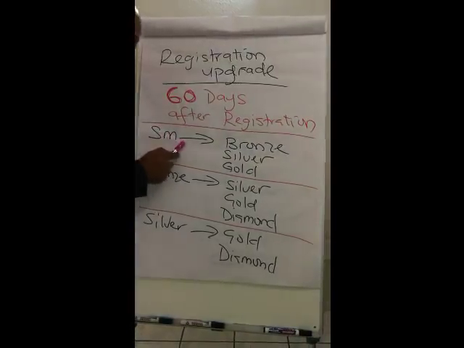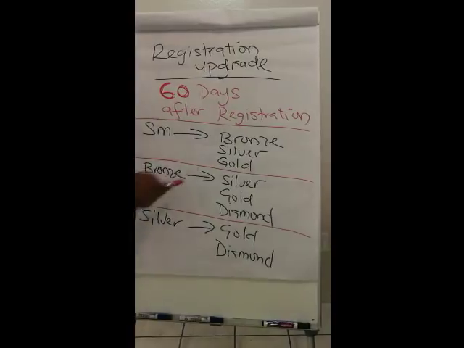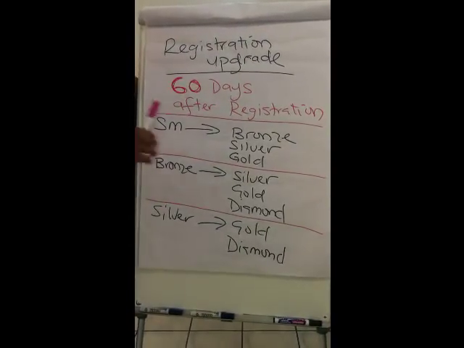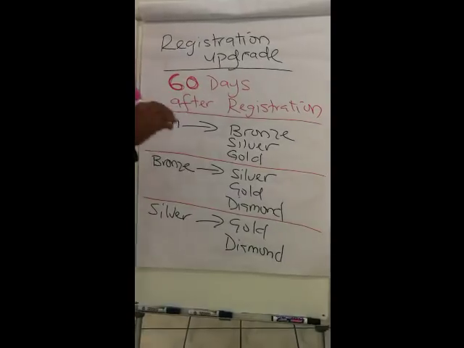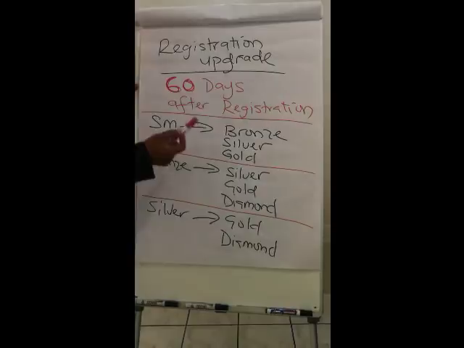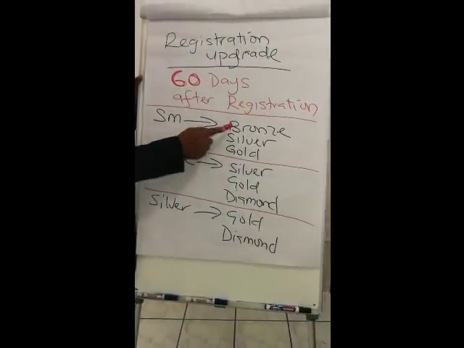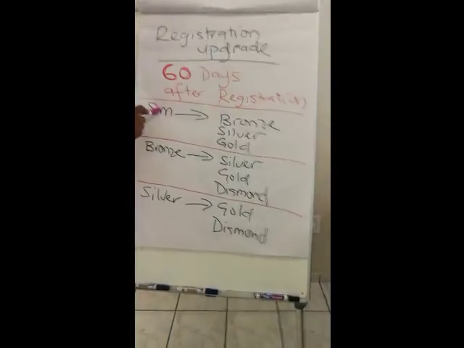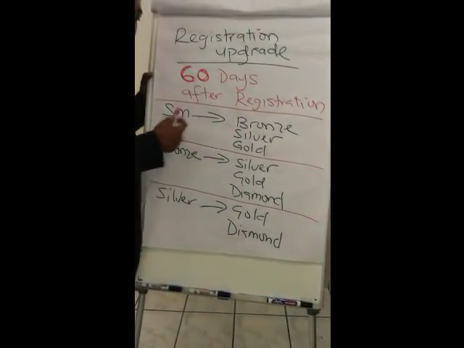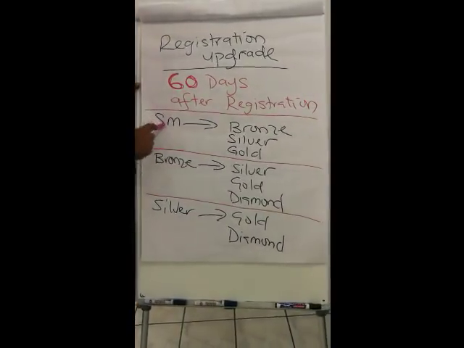As a senior member, you can only upgrade to bronze, silver, and gold. You cannot go straight from senior member to diamond. That's the catch. It's just a condition. So when you're registering, think about it and decide what you want to do. There are benefits for registering at diamond level. So if you register at bronze or silver, you pay the difference and get upgraded to bronze or silver or gold. You're not going to register at senior member level, pay 3,000, and then go straight to diamond.